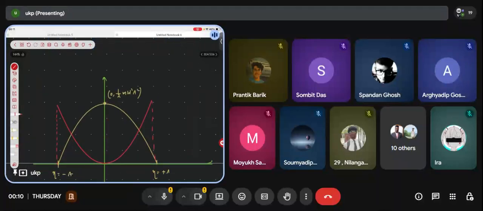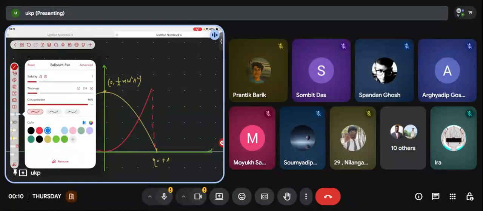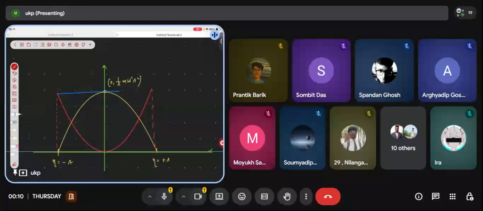So if something is constant, then how should the graph of that be? Parallel to the independent variable axis, that is parallel to x-axis. So how should the graph of total mechanical energy be? Like this? Yes or no? The graph should be like this? This is the variation of kinetic energy, variation of potential energy, and the variation of total mechanical energy. Clear?